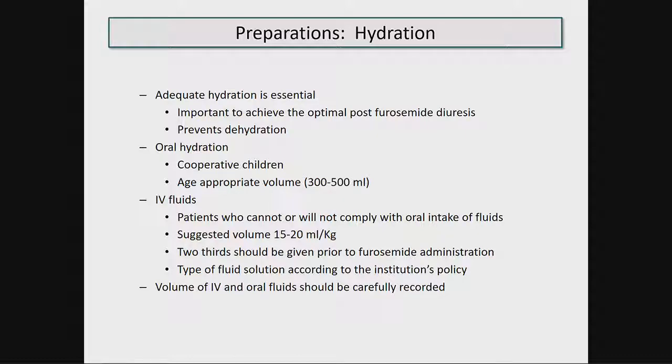And you can achieve hydration orally in cooperative children. You give them age-appropriate volume ranging between 300 and 500 mLs, and you can also achieve that by giving IV fluids. And this is mandatory in patients who cannot or will not comply with oral intake of fluids. The suggested fluid volume is 15 to 20 ml per kilo. Two thirds is better given prior to furosemide administration. The type of fluid is dependent on the hospital institution's policy.